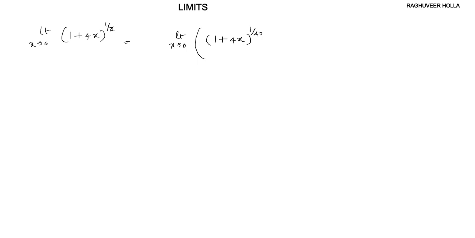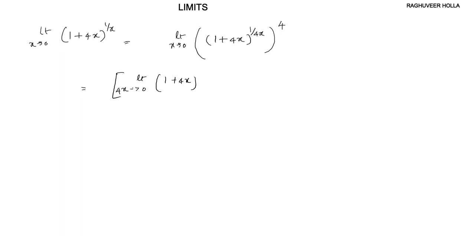This is (1 + 4x) to the power of 1/4x, to the power of 4, right? See the powers I have manipulated. So this I can write as a limit as x tends to 0, since if x tends to 0, 4x also tends to 0.